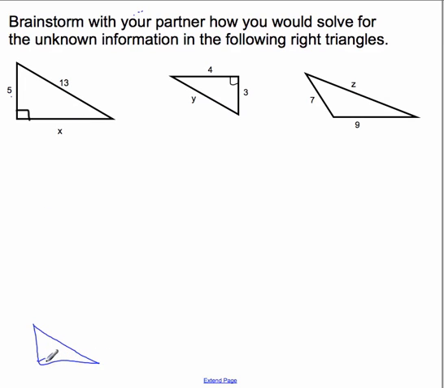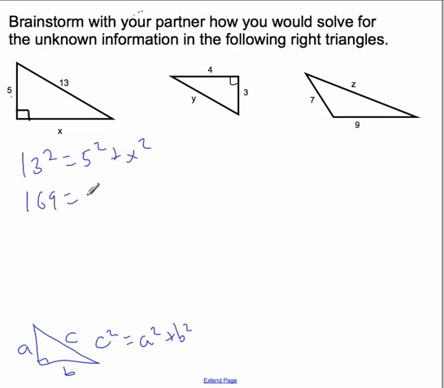So in a right triangle, the hypotenuse squared is always equal to the sum of the squares of the other two sides. So in this equation, the hypotenuse is 13. So we'll have 13 squared equals 5 squared plus x squared, and that's 169 equals 25 plus x squared.